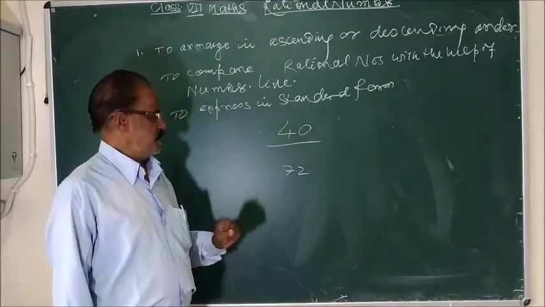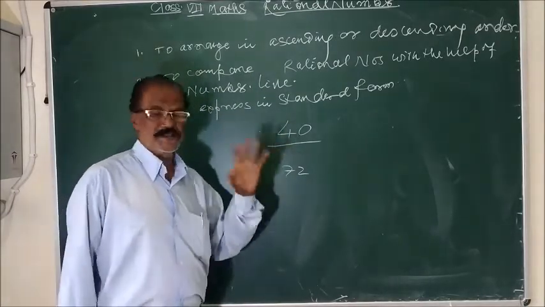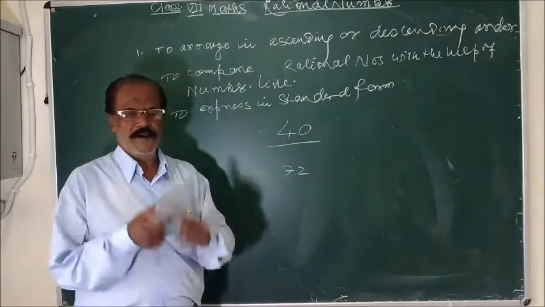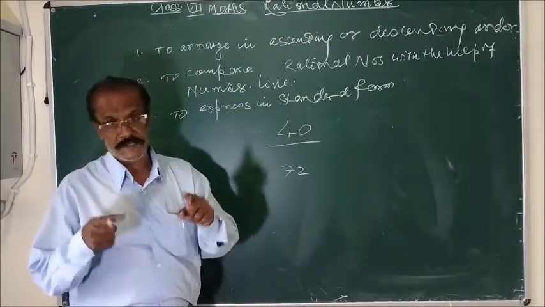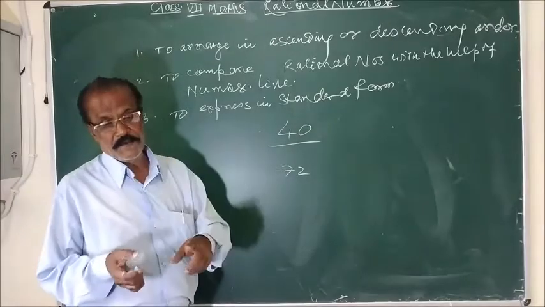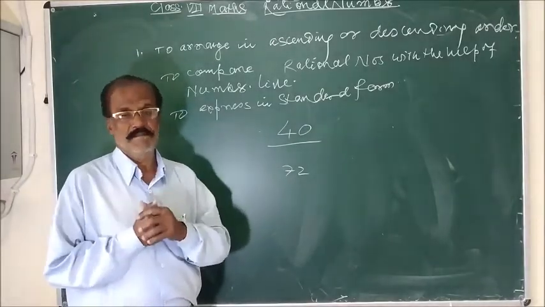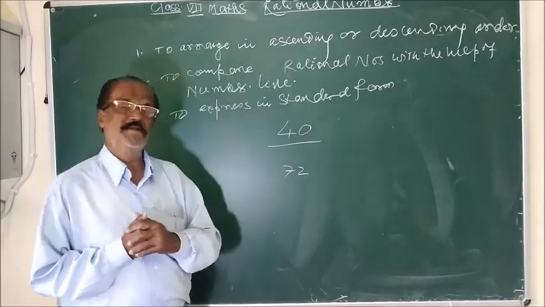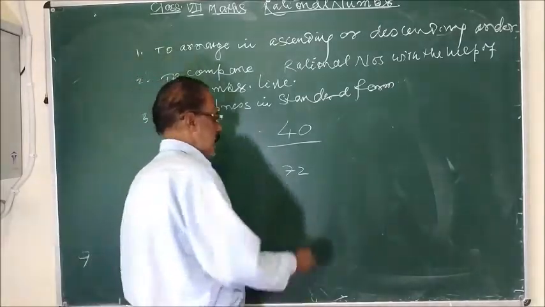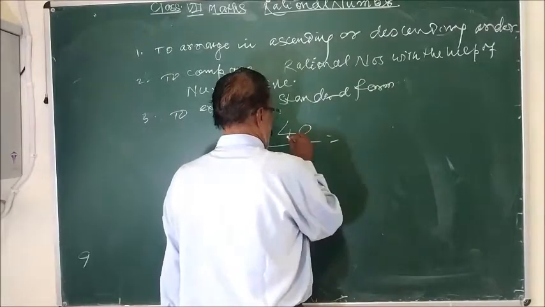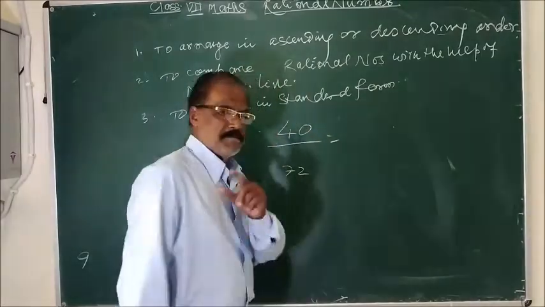Now you can see this is not a standard form, which means we have to reduce it to the lowest term. We have to change it into the smallest term. That is called a standard form. So what is the method?